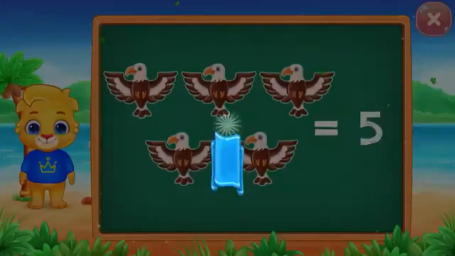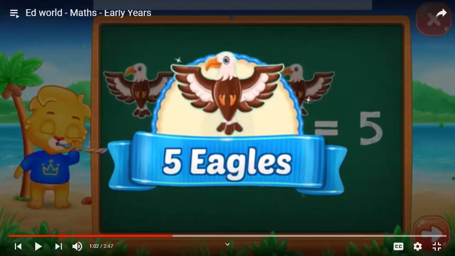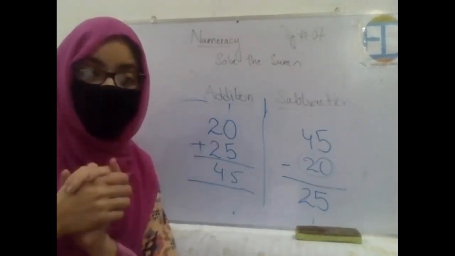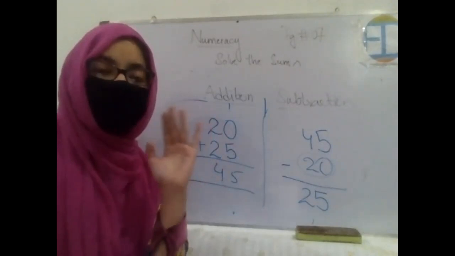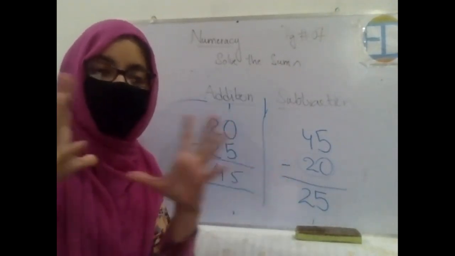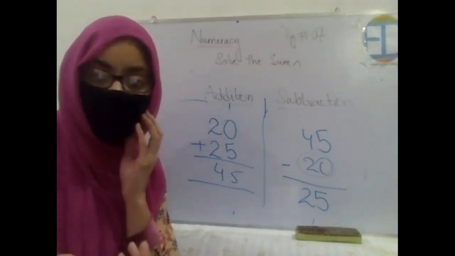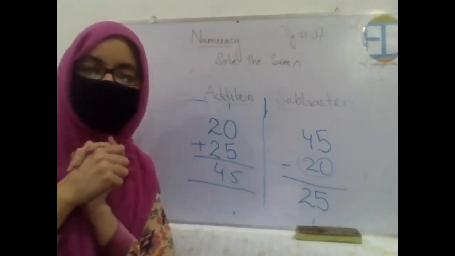Five! Five eagles! And what we are doing in addition, that we are putting the things together, we are counting them, then we add them together. Let's say when previously we have separate eagles and now we have summed them together, and now we have the total number of eagles or crocodiles or anything, whatever it is available to you.